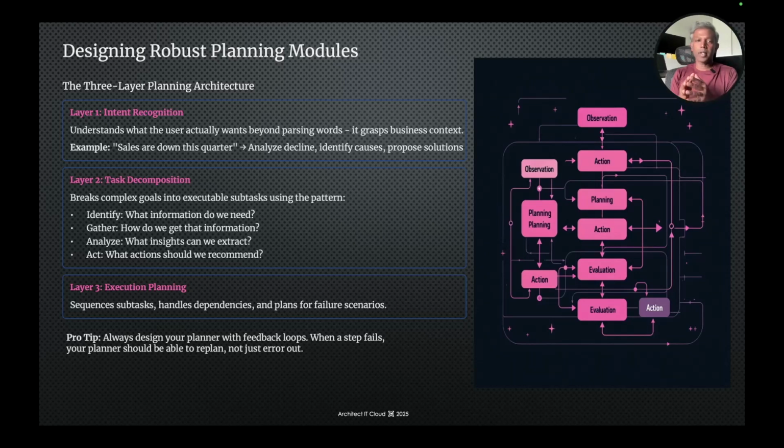And the second layer is task decomposition. When you give a particular task to an agent to complete, it should not just execute one particular step and stop there. It has to identify what information we need to collect and gather, how to get the information from different data sources or different systems, analyze the collected data, and then act on it by completing all these executions and provide a proper solution to the user. That's how your three-layer planning architecture should be.